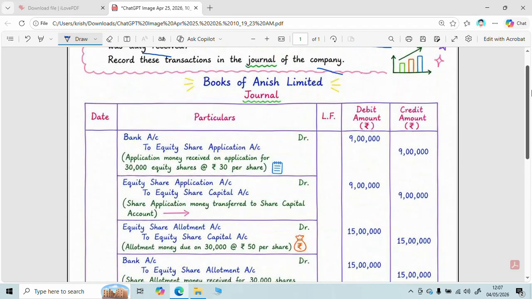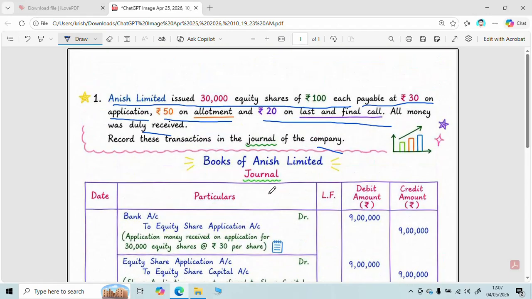Here is the solution. We have to make journal entries in the books of Anish Limited. You have to draw a pro forma in your books with date, particulars, LF, debit, credit. This is the pro forma. First of all, you have to draw it in your books.